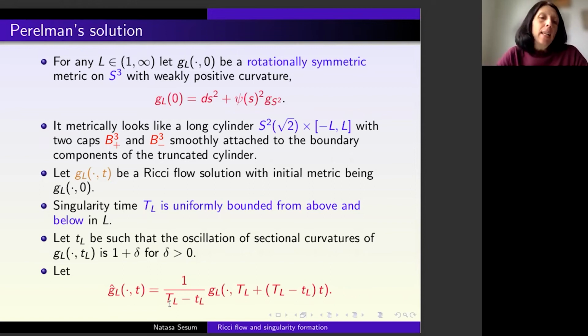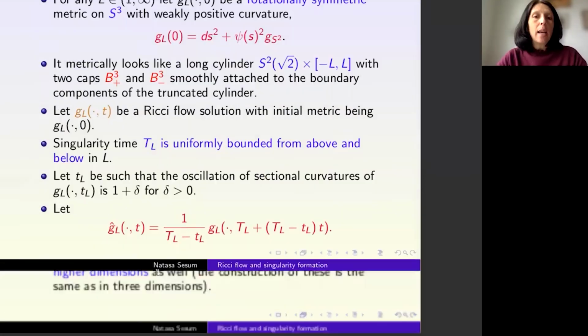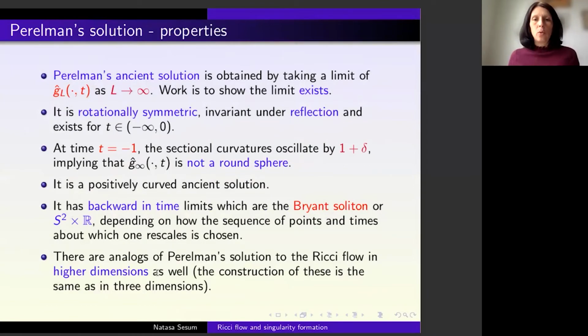And then they do this rescaling like I did at the end of the slide. You do this parabolic rescaling, and then you have to argue that you indeed can take the limit of these rescaled solutions as L approaches infinity, and that you will converge to something which is ancient, first of all. And because of the choice of this little t sub L, which corresponds to this new time t equal to -1, you can guarantee that what you get in the limit will still satisfy this condition, that at some time the oscillation of the sectional curvatures will be 1 plus delta for delta bigger than 0. So hence you will not have a sphere, but you will have a new solution indeed.